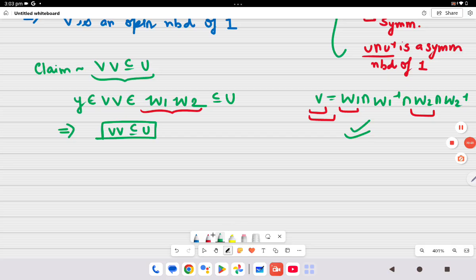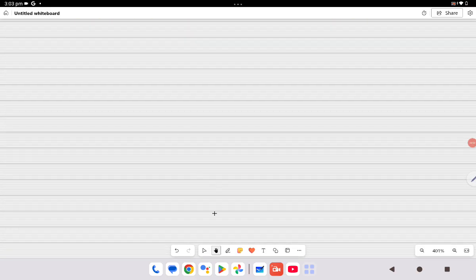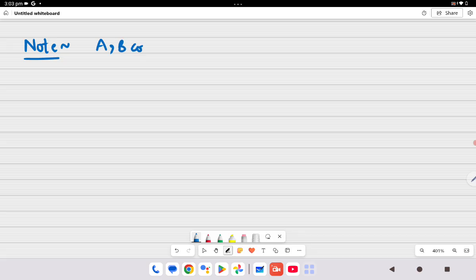Okay. Now there is a short note which we'll be looking at. It says that if you have two compact sets, then their product AB is also compact.